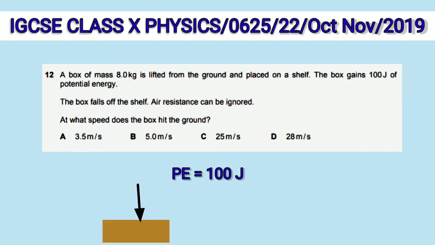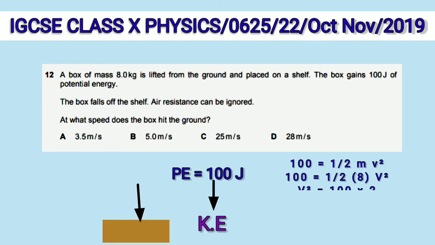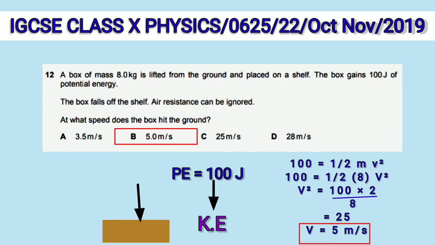Mass of the box is 8 kg and it has gained 100 joules of potential energy when it is lifted from the ground. So while falling down, its potential energy gets converted to kinetic energy. So 100 is equal to half m v square. We'll substitute value of m. We have 100 is equal to half into 8 into v square. We get the value of v square as 25, or v is equal to 5 meter per second. Correct answer is option B, 5 meter per second.